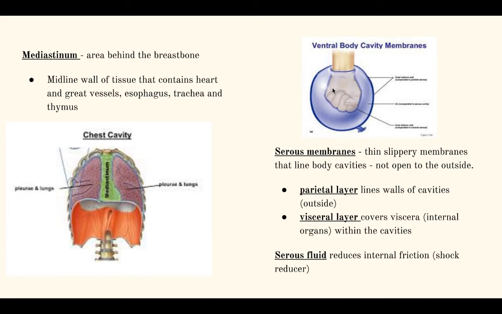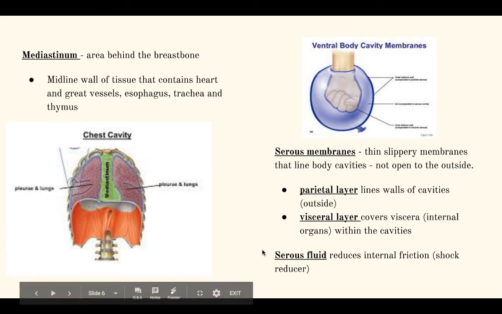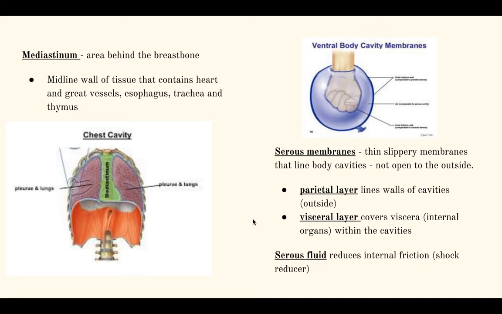There's no connection to the outside, and there's an inner layer, which is called the visceral layer, and that's the layer that's right around the organs. And then there is also an outer layer called the parietal layer. This is the layer of the serous membrane that lines the cavity. And in between the serous membranes is what's called serous fluid, and it reduces internal friction. And it's a shock reducer in all of the body cavities.